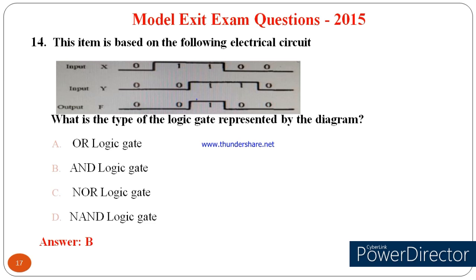OR and AND logic gates are basically logic gates. They are used to construct other logic gates. NOR and NAND logic gates are universal gates.